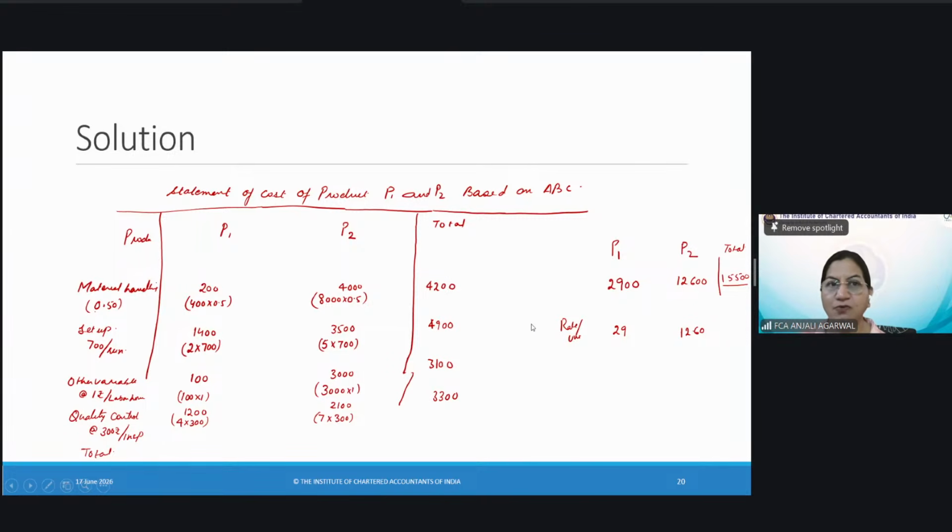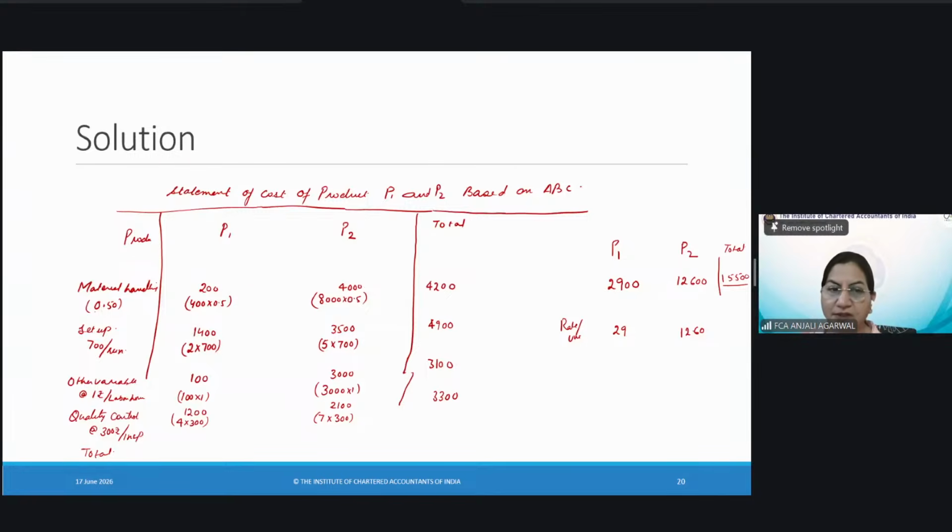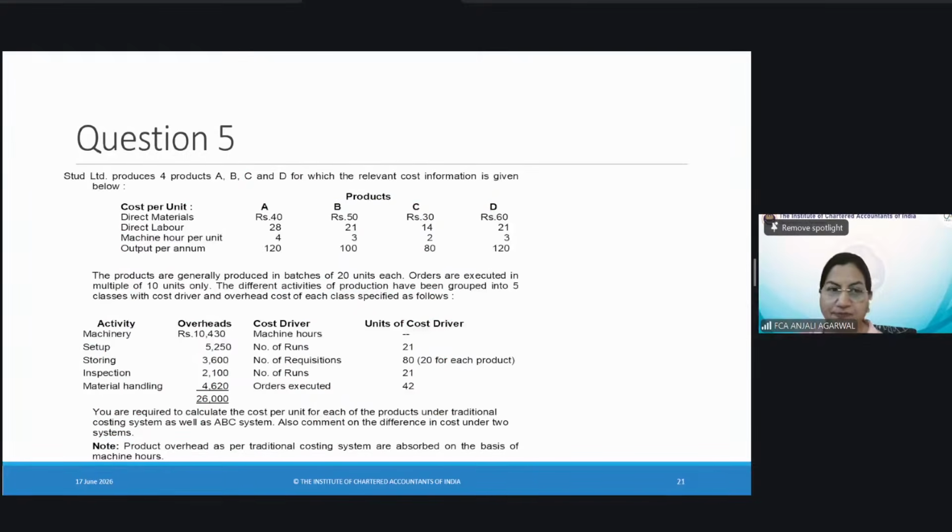So I hope you've understood how we calculate the overhead cost under the ABC method, right? First, find out what the activity is, then find out what the cost driver of that activity is. Then find out the total cost incurred on that activity during that period and how many times the cost driver was used in that period. Let us do one more question so that if there is a different format or a different calculation, you will be able to manage it.